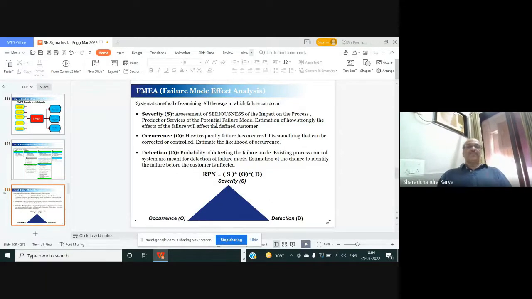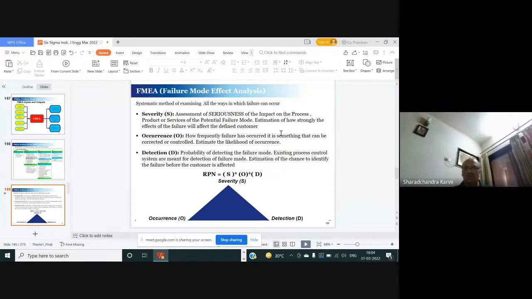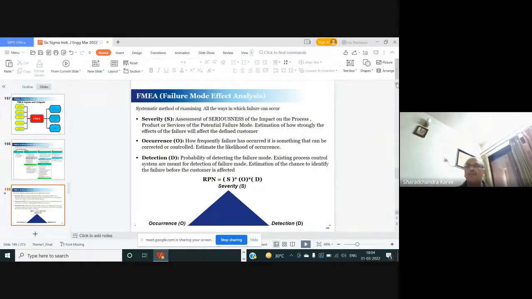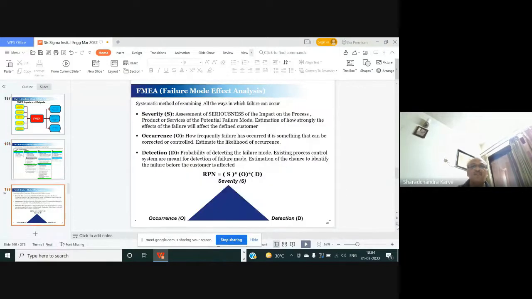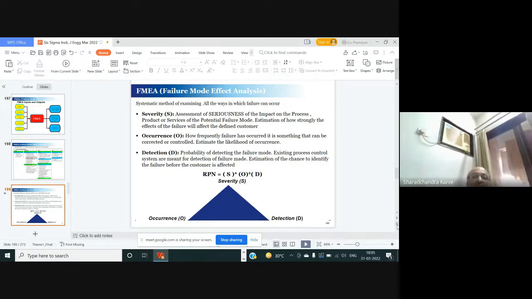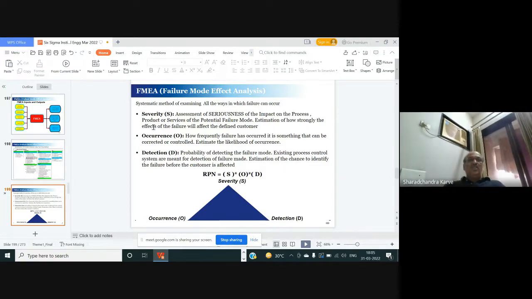So what is severity? Severity is the impact of failure. The problem we were discussing was about the pressure, a loss in pressure. If my pressure goes low, what will happen? The effect, as felt by my customer or as defined by my customer. The customer who is the recipient of that process should be able to tell what the impact of that is. Based on that, the numbering is given, on a scale of 1 to 10. So severity is the assessment of the seriousness or impact of the failure.